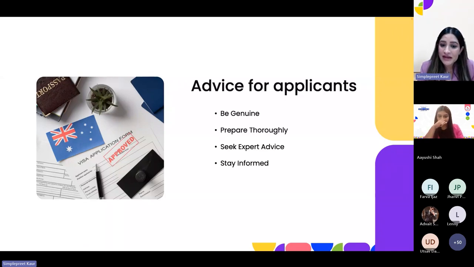And apart from that, it is strongly recommended, since you have been facing so many policy changes nowadays, that you stay informed about the new policies, so that you do not get any surprises while you're doing your student visa application. So make sure you seek expert advice if you're unsure about anything.